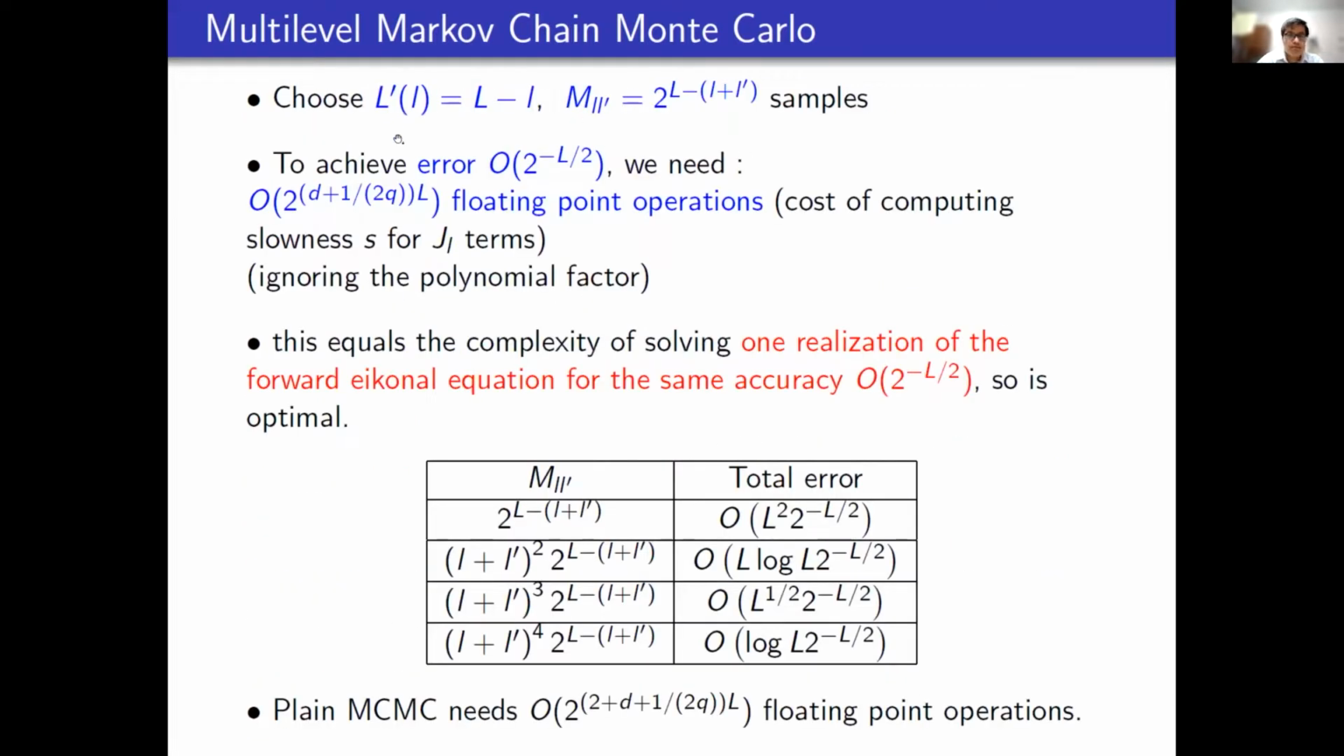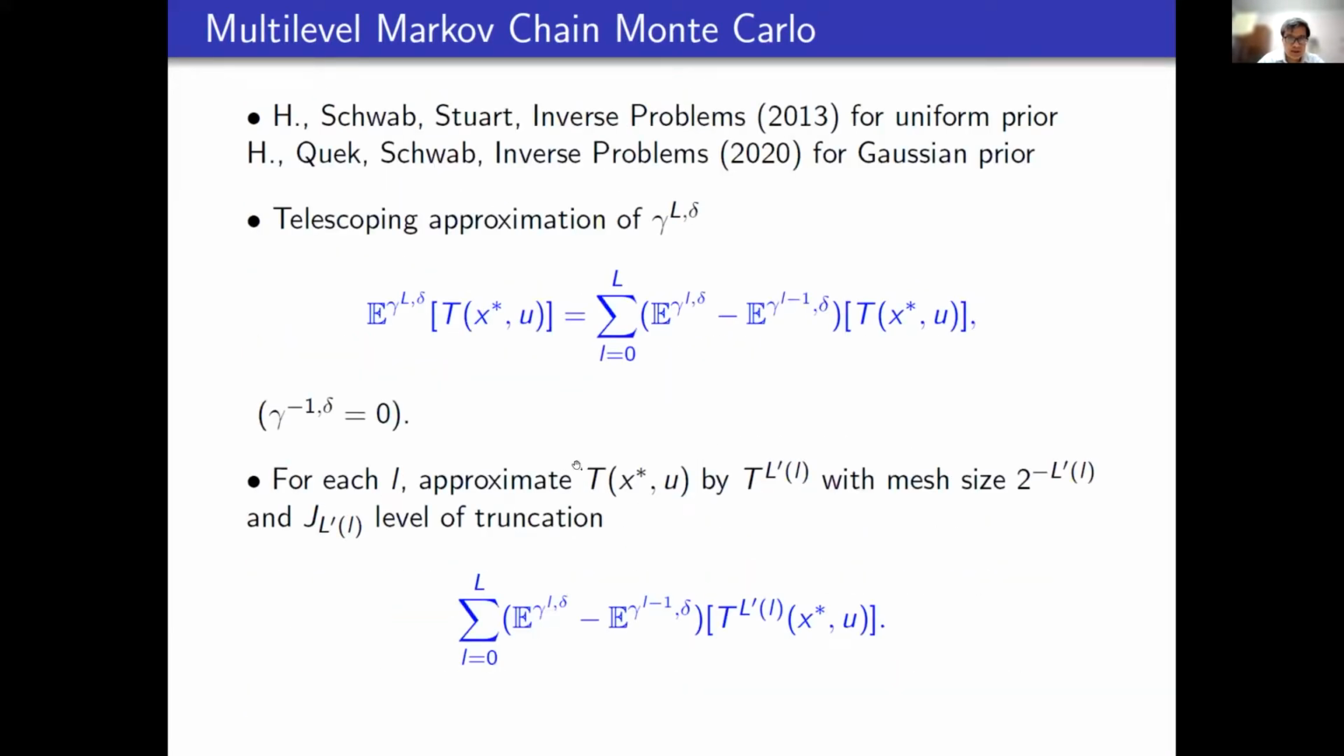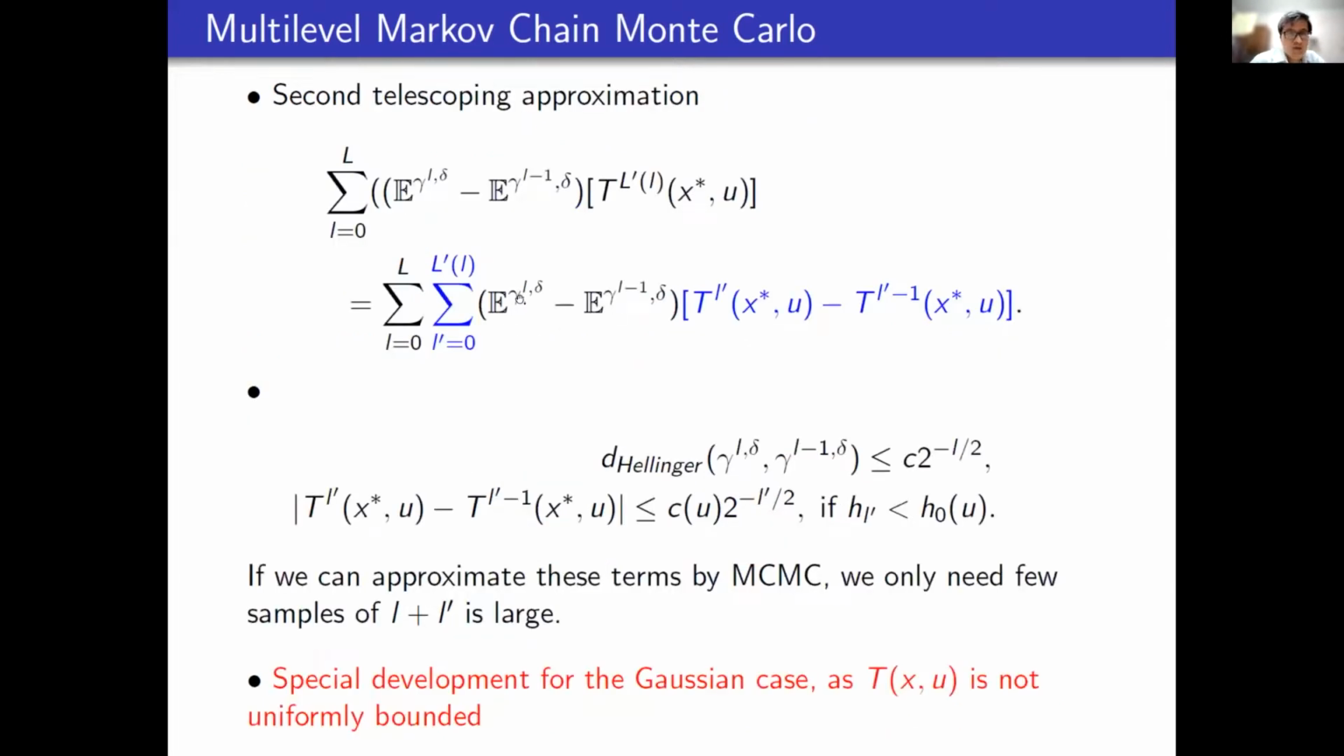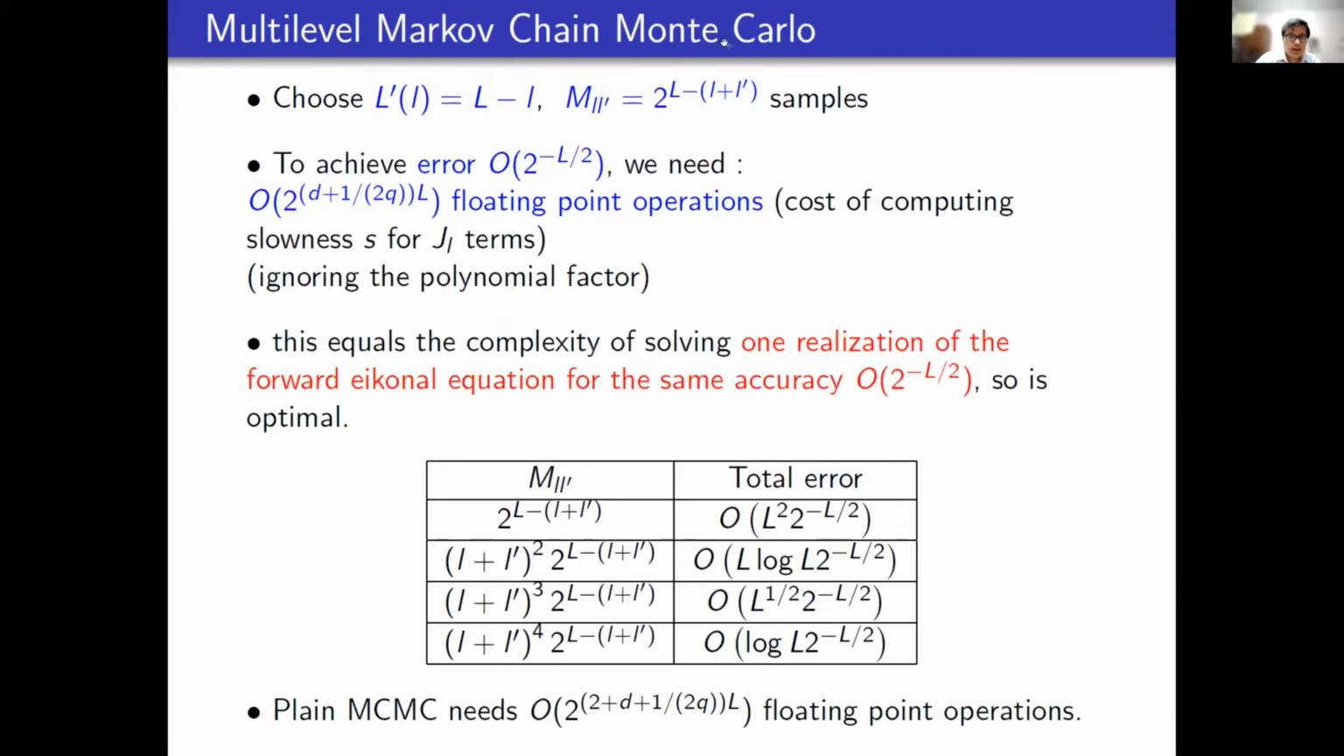This is the resolution level in big L prime little L that we have. So the big L prime little L, that is the one that you see here. So we choose it as the big L minus the little L. And for each term, we use the resolution level L for the forward equation in the posterior, and the resolution L prime for the solution of the forward equation. Then the number of MCMC samples that we choose is this one.